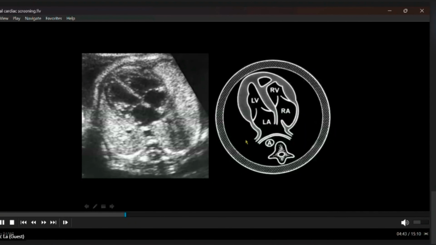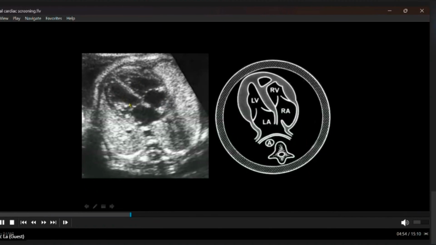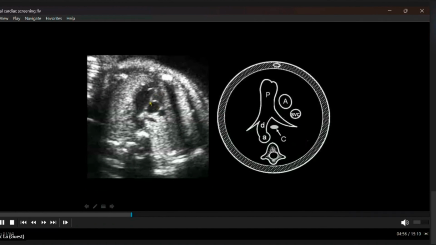You just move from the upper abdomen upward, and then you will see the 4 chambers view where you can see the 4 chambers: left atrium, right ventricle, left ventricle. And then the 3 vessels view is immediately above that. Usually you see the pulmonary artery a little bit elongated, and then the aorta, and then the superior vena cava.